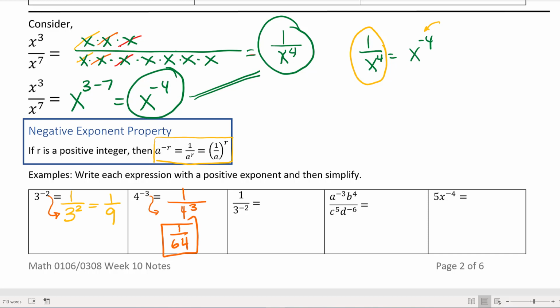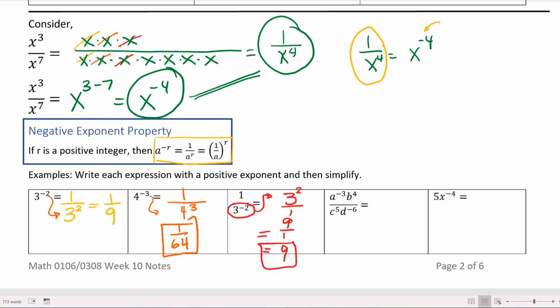Okay, well, this next problem already is in the denominator. So the negative in the denominator tells you to move it up to the numerator. So we have 3 to the positive 2 in the numerator, and because there's nothing left in the denominator, we can write over 1. So that's 9 over 1, or really just 9.